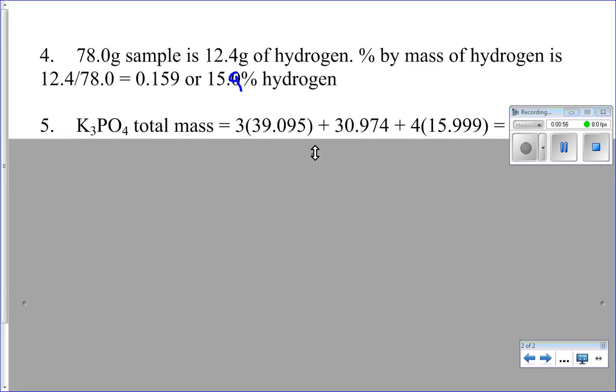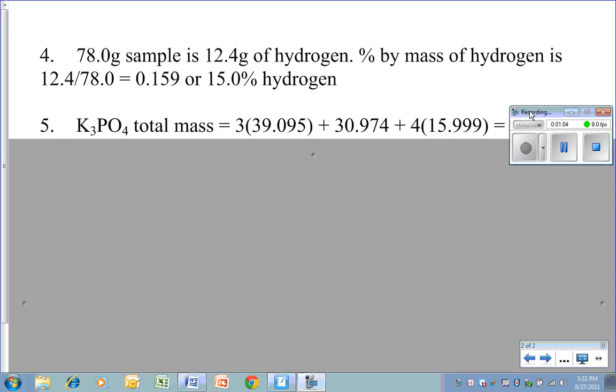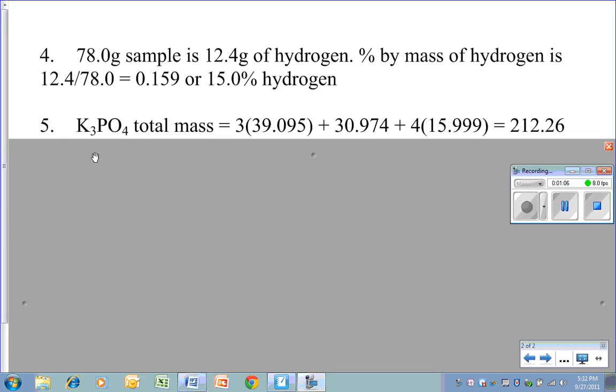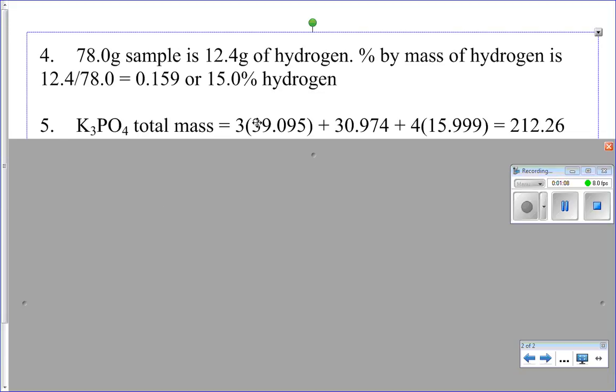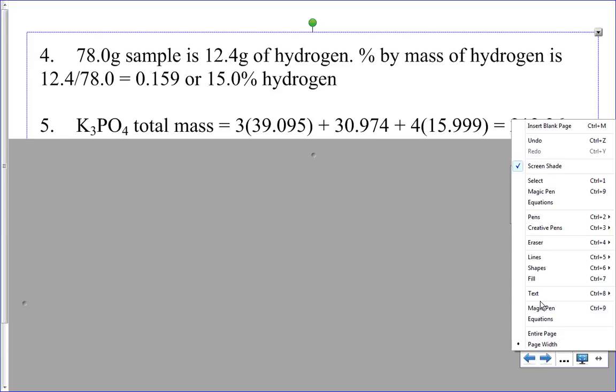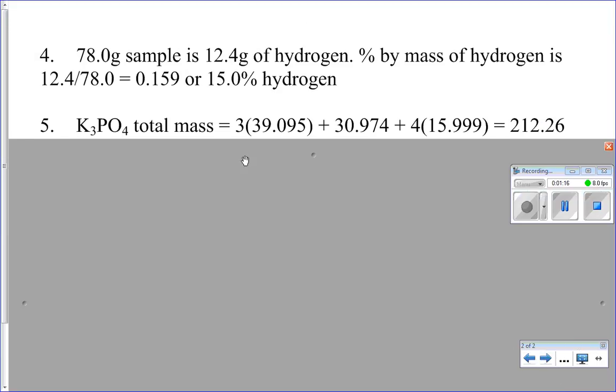All right. In number 5, we're told we need to find the percent by mass of each of the elements in potassium phosphate. All right, so we need to know the total mass. So the total mass of potassium phosphate is found by taking a look at first, what are the individual masses? There are 3 potassiums, and from the periodic table, this is the mass of potassium. 3 because I've got a 3 right here.